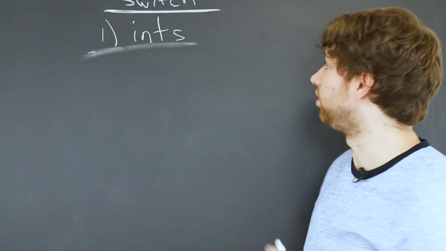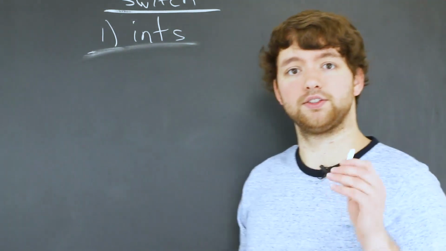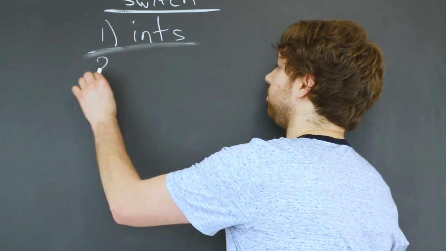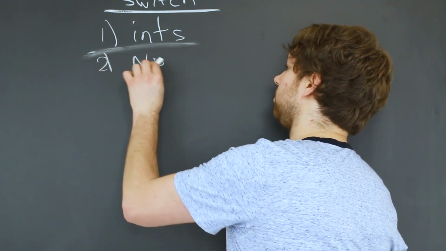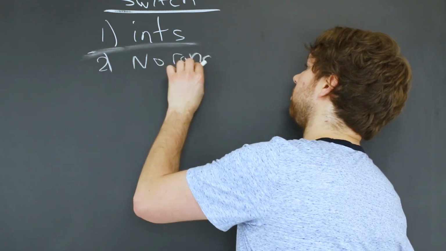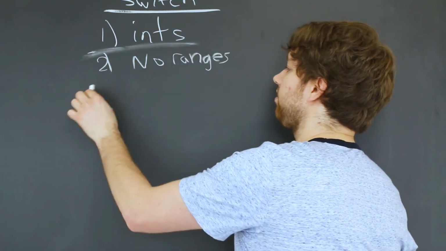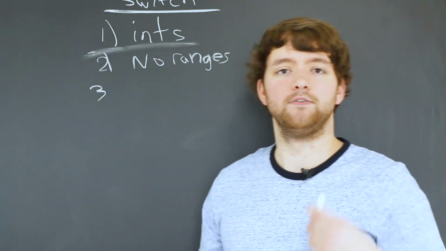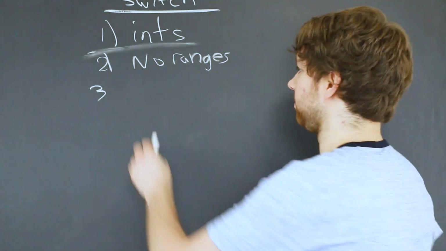The first thing, you want to use it for ints. The second thing is that it's not suitable for ranges. And the third thing is that it's usually suited for a limited number of options.